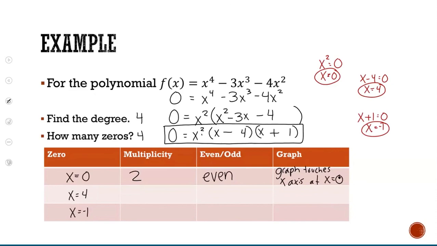All right, what about on the 4? 1. Yeah, there doesn't appear to be an exponent at all, so we assume that there's a 1 sitting there. All right, same thing on the 1. We don't see an exponent, so we assume it's going to be a 1. So 1 is odd. So the graph should cross the x-axis at 4 and at -1.